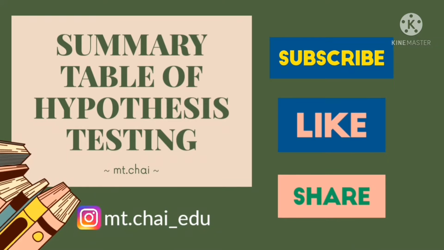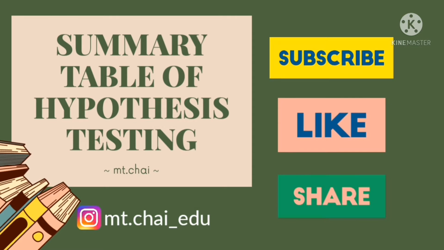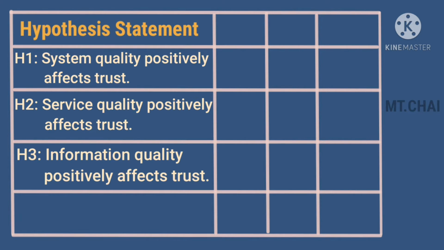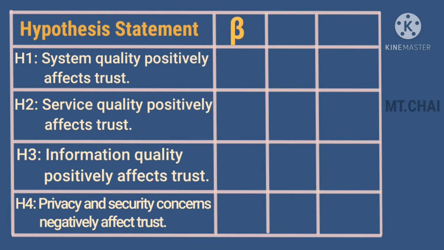In this video, I want to show you how to make the summary table of hypothesis testing, so let's take a look at it. First of all, construct a table, then label the rows and columns with headers, where column 1 is labeled hypothesis statement. List all your hypothesis statements here. And column 2, beta coefficient.